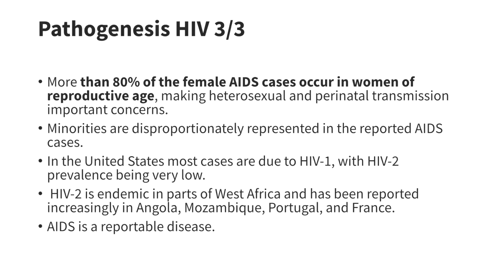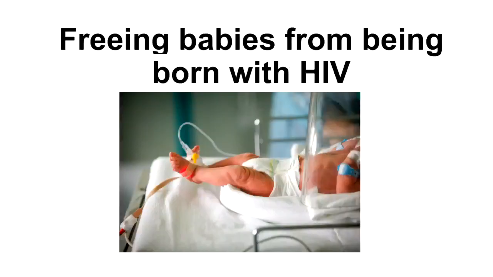In the United States, most of the cases of HIV are subtype 1, even though we do have HIV subtype 2, but they're very low. HIV subtype 2 is endemic in Africa and also in other European countries like Portugal and France. AIDS is also a reportable disease. There is a campaign in the UK whose title is Freeing Babies from Being Born with HIV.